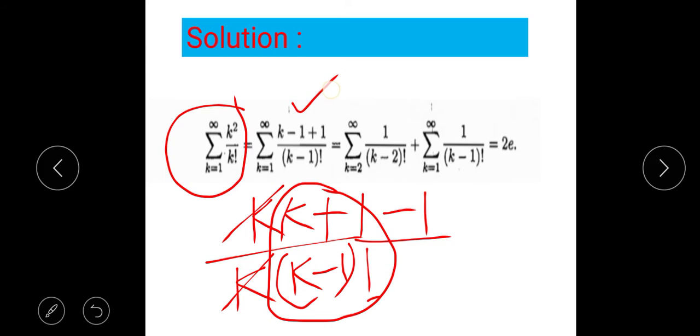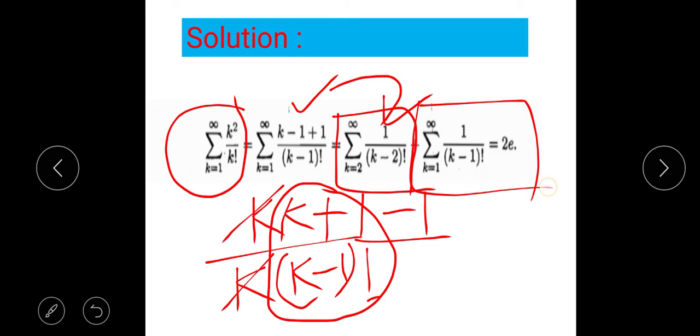Now if you separate those expressions, this will be k equal to 2 to infinity 1 upon factorial k minus 2, and the remaining part will be k equal to 1 to infinity 1 upon factorial of k minus 1. Now observe carefully the limits. The limit here is k equal to 2 to infinity, and here the limit begins with k equal to 1.